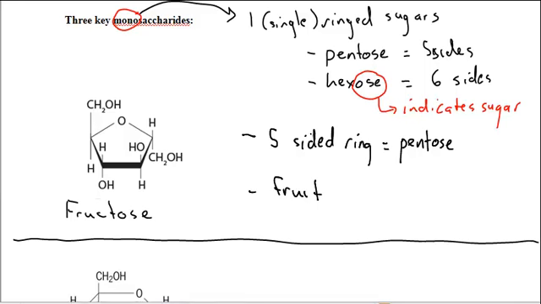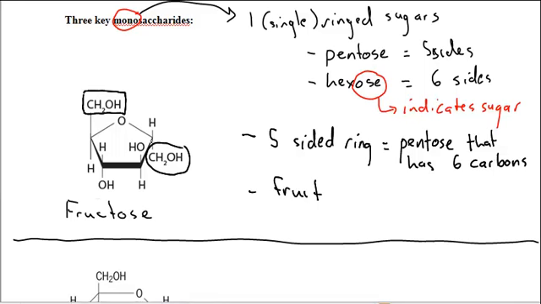Now you guys do know already of some other 5-sided sugars from your DNA back in grade 11, ribose and deoxyribose. But the difference here, if you look carefully, is in ribose and deoxyribose, you only have this top CH2OH group, whereas in fructose, you also have this bottom CH2OH group. And in fact, even though it's a 5-sided ring, a pentose, it is a pentose that has 6 carbons. You can go around and count each vertice is a carbon as well. So there's 1, 2, 3, 4, 5, 6.